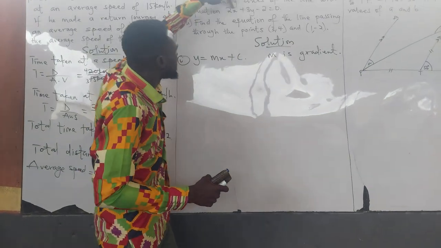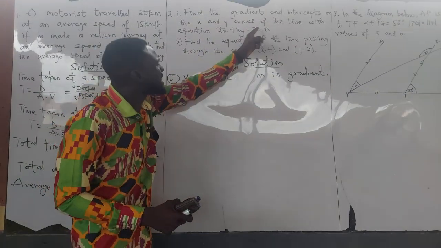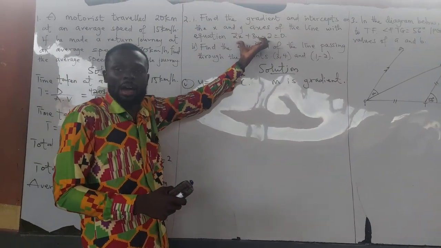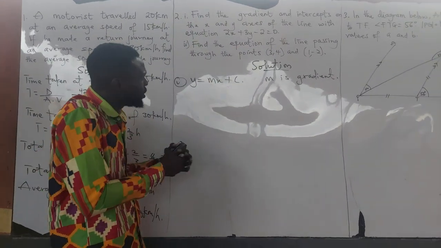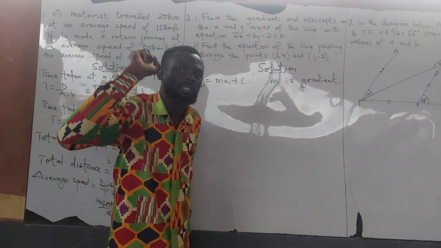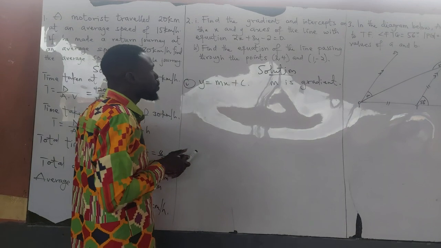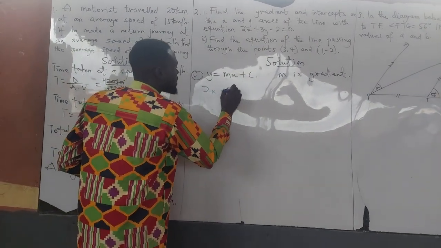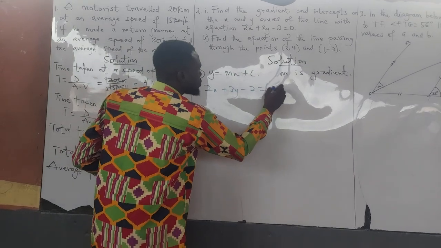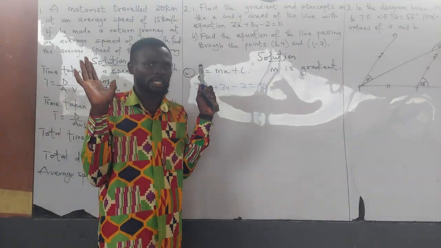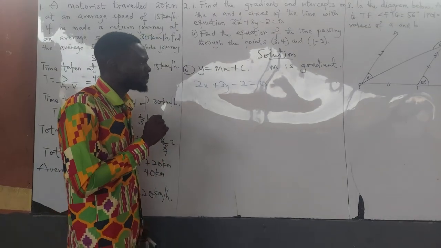Now make this line look like this. Let the line that you have look like this. And you can see that in this equation, y is the subject. So in the equation that you have been given, 2x plus 3y minus 2 is equal to 0, make y the subject. Just make y the subject. Now how do I make y the subject?